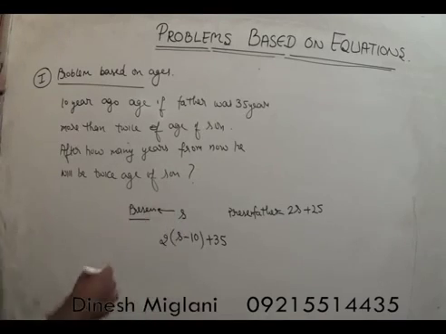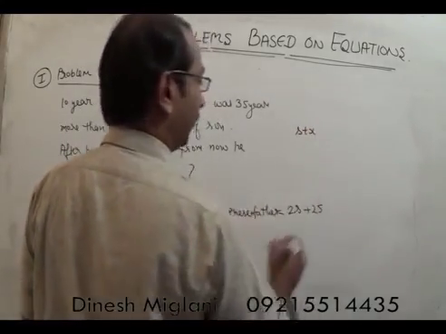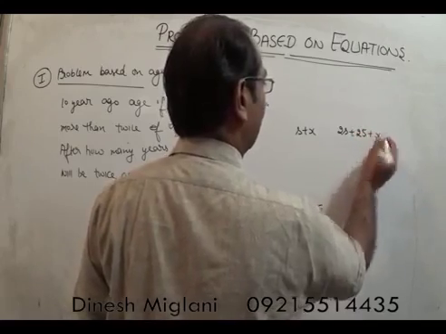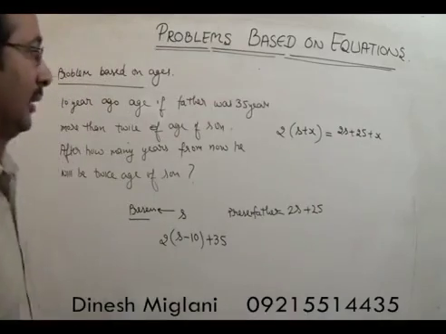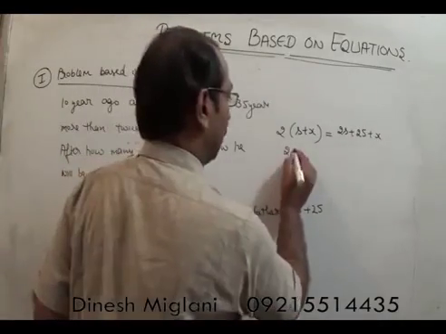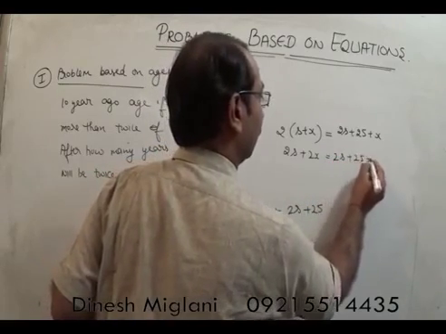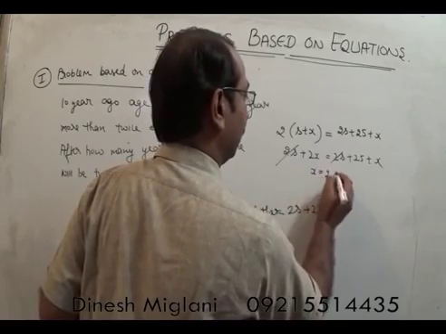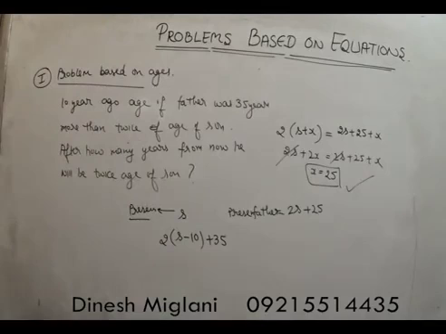So I can say after X years, age of son would be S plus X. Age of the father would be 2S plus 25 plus X. That must be twice of this. Make it twice, both are equal. Right? Now here I can say 2S plus 2X equal to 2S plus 25 plus X. 2S would be cancelled out. X is equal to 25. So I can say after 25 years from now, age of father would be twice of the age of son.